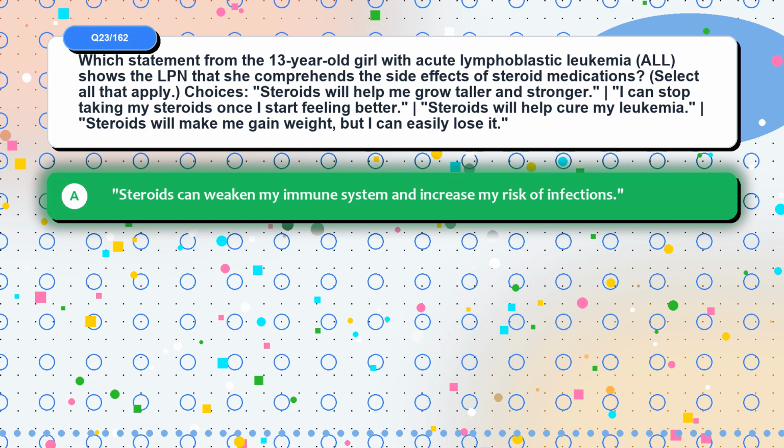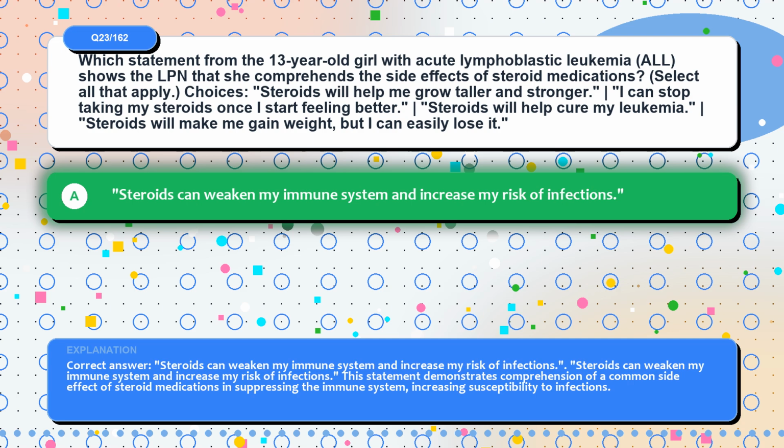The correct answer is option A. Steroids can weaken my immune system and increase my risk of infections. Correct answer. This statement demonstrates comprehension of a common side effect of steroid medications in suppressing the immune system, increasing susceptibility to infections.